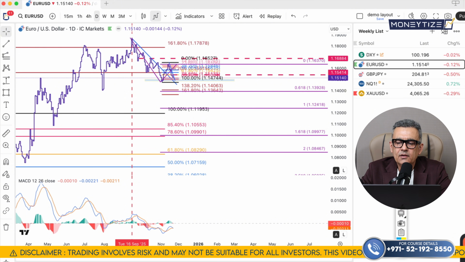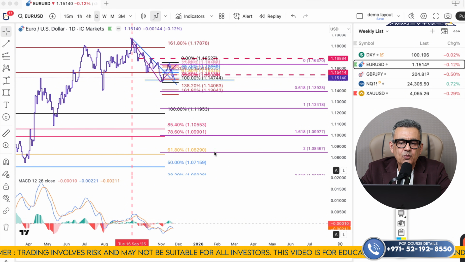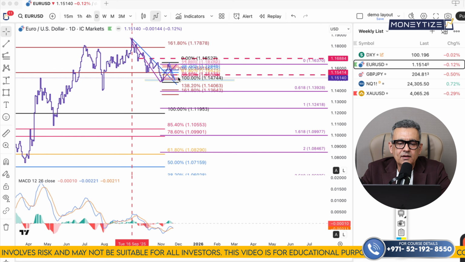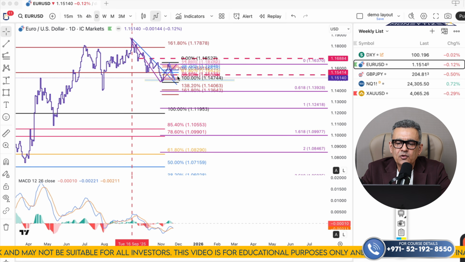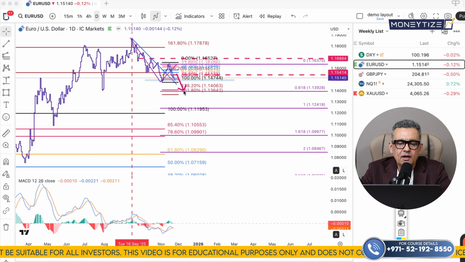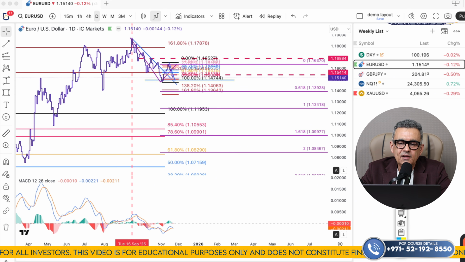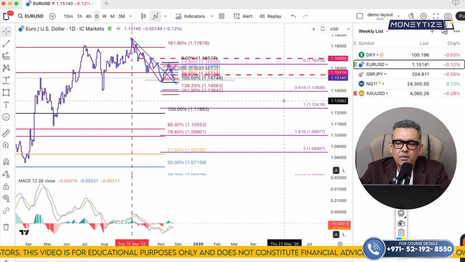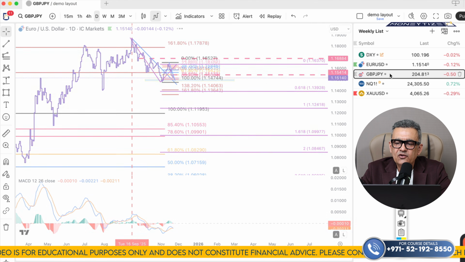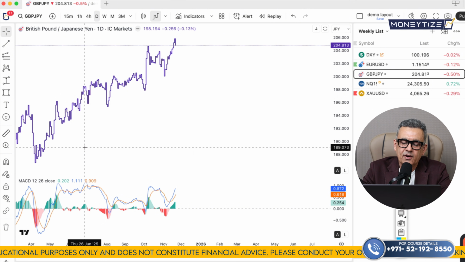So in this case, fib extension 61 shows that Euro USD is expected to drop towards 1.1392, but not immediately, only after the corrective bounce. The next instrument is GBPJPY.